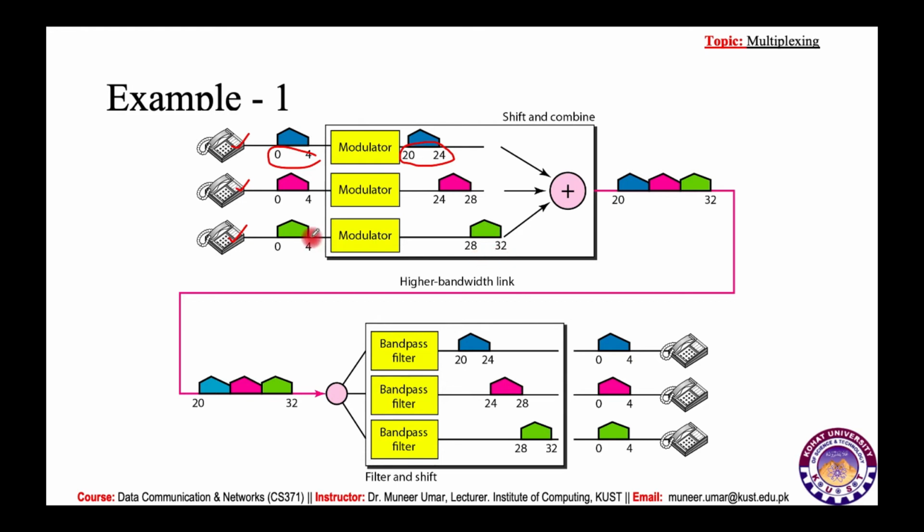Now, if you look into these ranges, they are not overlapping with each other, so we can easily combine these. So we will have a bigger frequency range starting from 20 and ending on 32. In between, we have these small frequencies for these users.